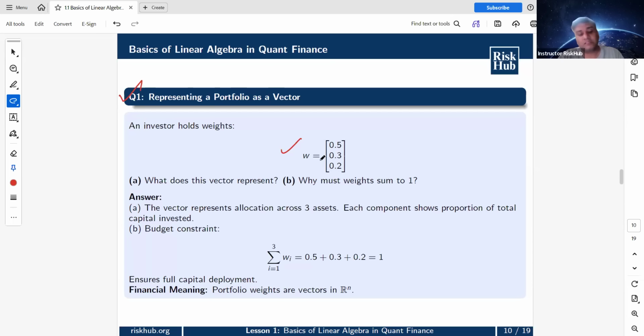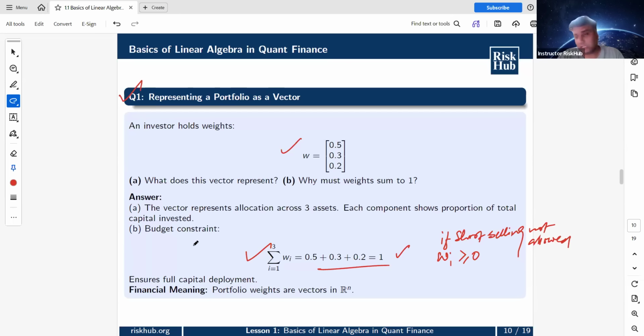In real portfolio optimization, this becomes the covariance matrix term, equal to 1. If short selling is not allowed, we also add one more component: your weights should be greater than or equal to 0. Short selling means you borrow and sell.